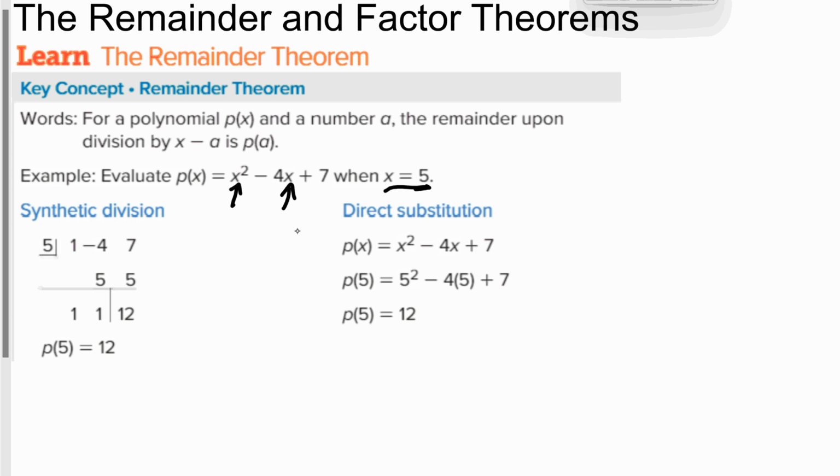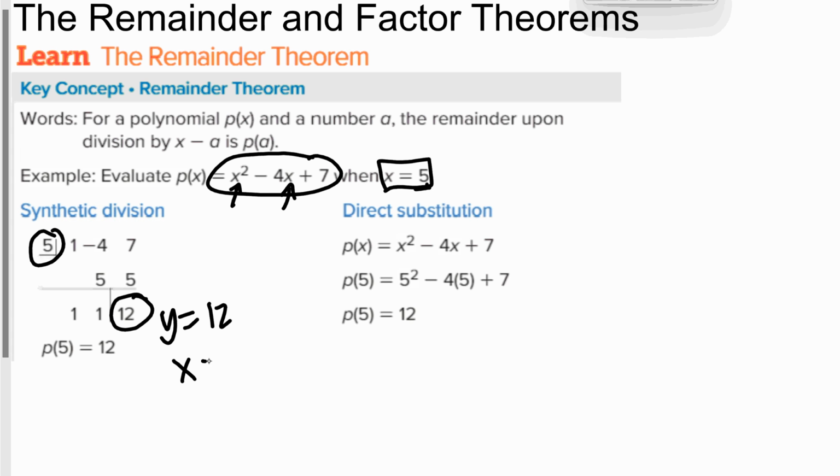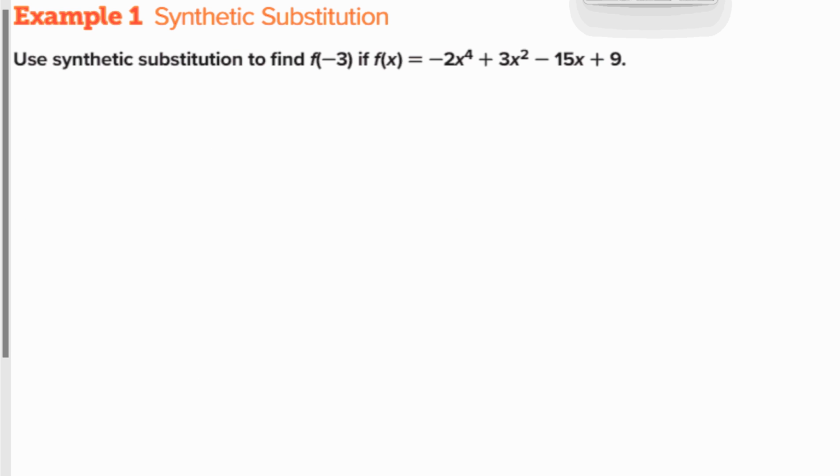Well, what the remainder theorem says is I can just do synthetic division of this polynomial, and what goes in the box is my x value, and then whatever comes out as my remainder, that's actually my y value. So that's y equals 12 and my x equals 5. So that's what the remainder theorem does.